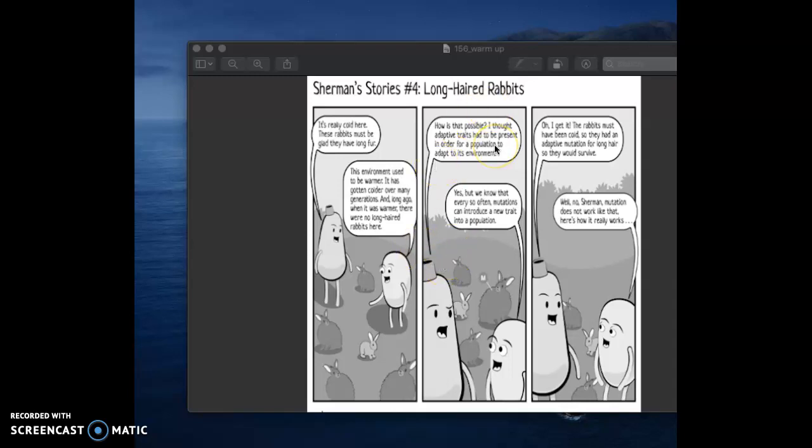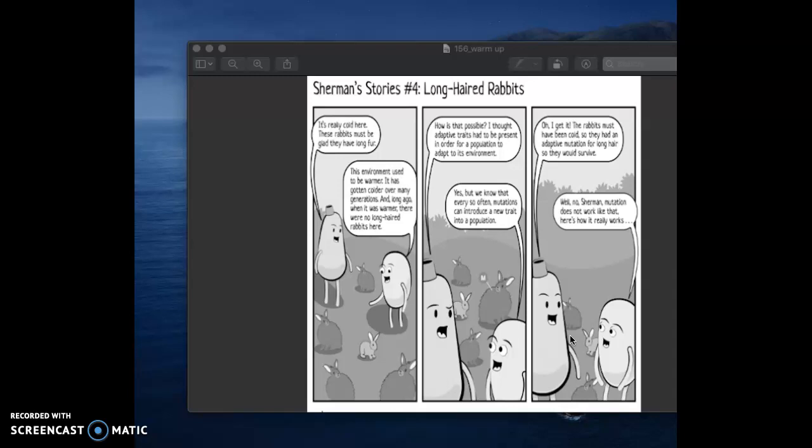Sherman then says, "How is this possible? I thought adaptive traits had to be present in order for the population to adapt to its environment." Then Penny said, "Yes, but we know that every so often mutations can introduce a new trait into a population." Sherman then says, "Oh, I get it. The rabbits must have been cold, so they had an adaptive mutation for long hair so they would survive."